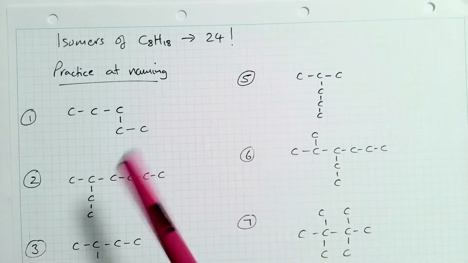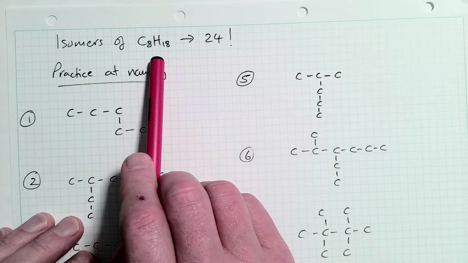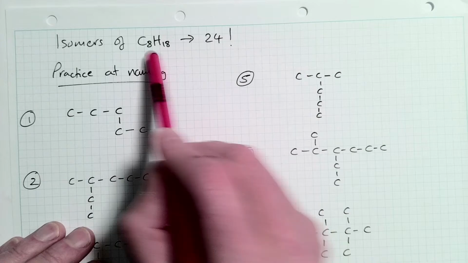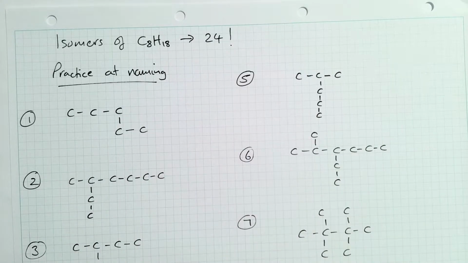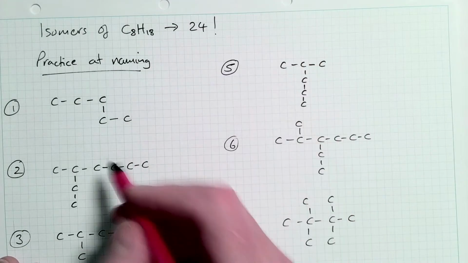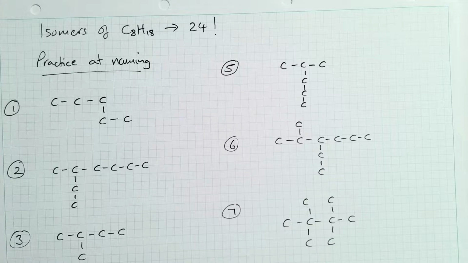By the way, the homework I set you in the last lesson was how many isomers of C8H18 there were. Let's try saying that 10 times fast. And it turns out there are 24. So I wonder how close you got. If you don't believe that, look them up. All right, we might see a couple in this practice at naming.